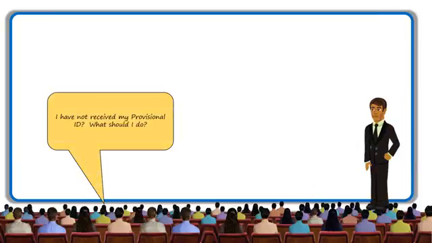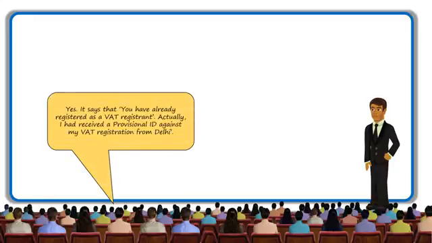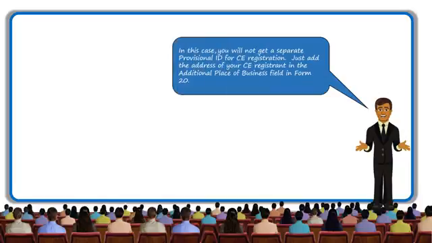I have not received my provisional ID. What should I do? Did you refer to the next steps section? Yes, it says that you have already registered as a VAT registrant. Actually, I had received a provisional ID against my VAT registration from Delhi. In this case, you will not get a separate provisional ID for central excise registration. Just add the address of your central excise registrant in the additional place of business field in Form 20.